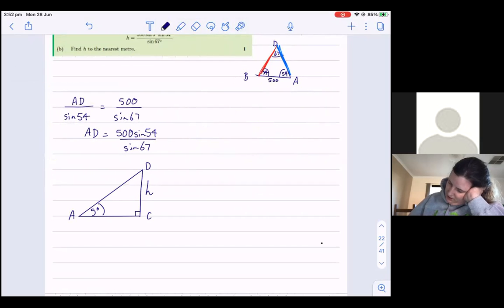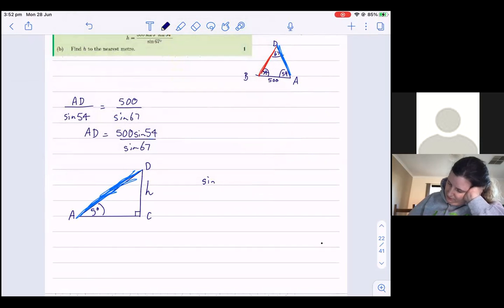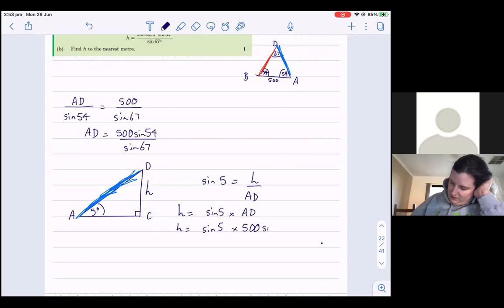So we know that sine, let me color this one in blue so I know for myself. We know sine 5 equals H on AD. So H is sine 5 times the length AD, or AD times sine 5. So it's sine 5 times 500 sine 54 on sine 67.